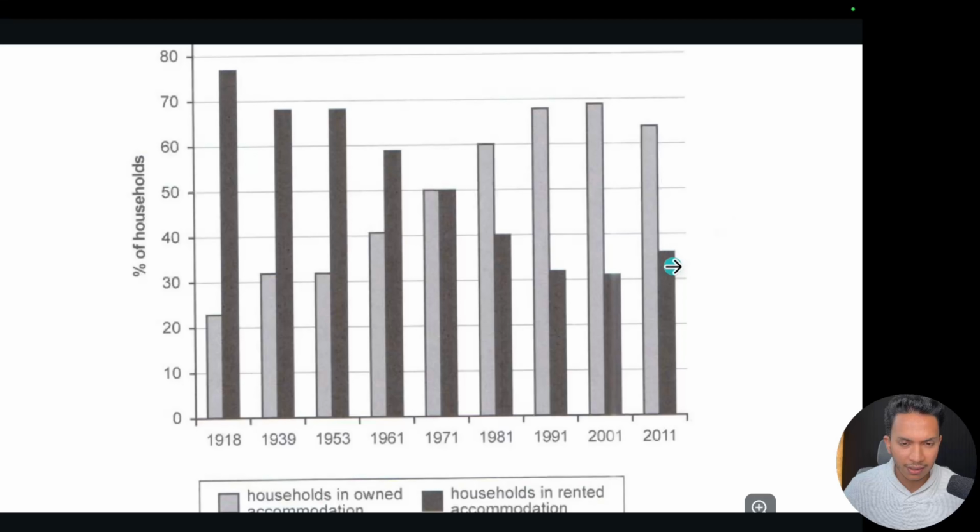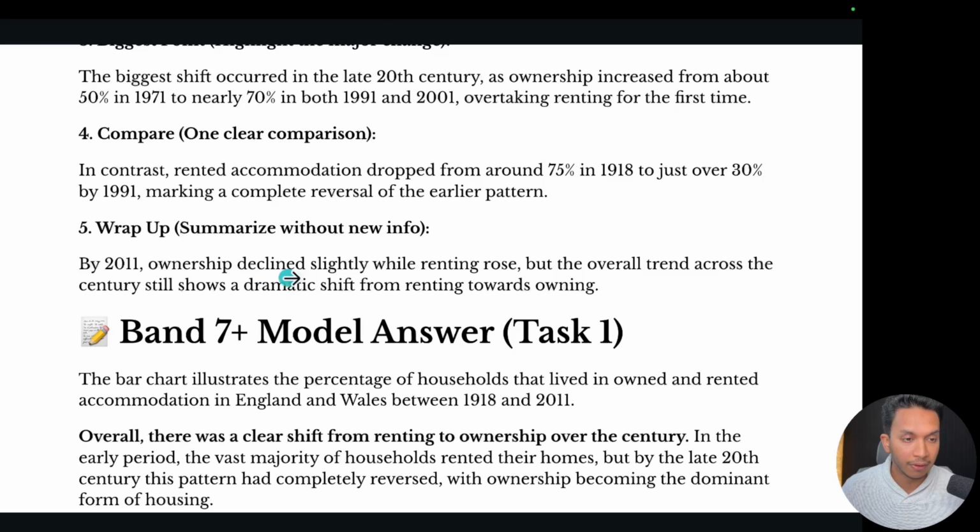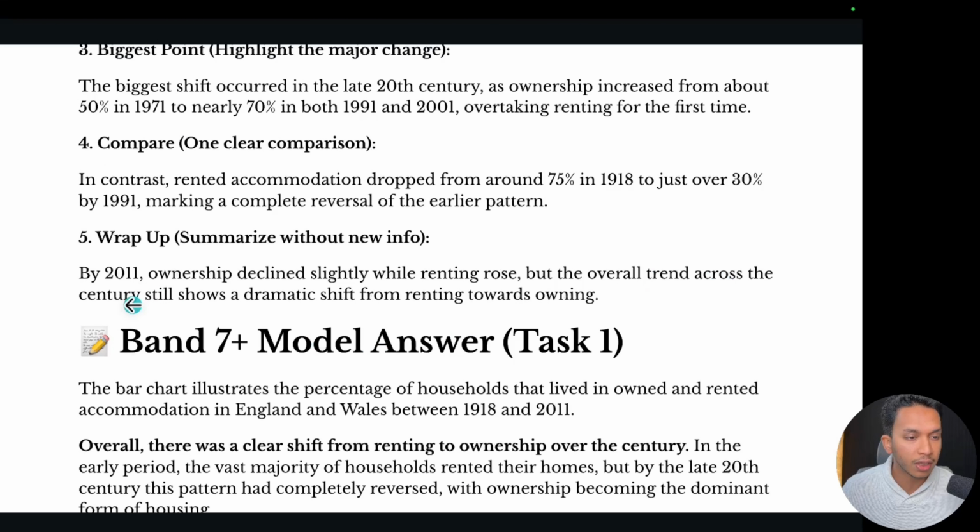Even though there was a slight increase in household rented in 2011 and a slight decrease in household owned, overall there is a big decrease in household rented and a big increase in household owned. So by 2011, ownership declined slightly while renting rose, but the overall trend across the century still shows a dramatic shift from renting towards owning.